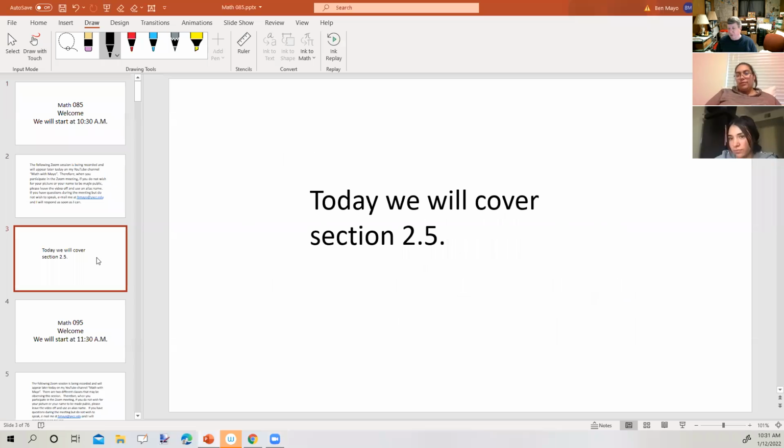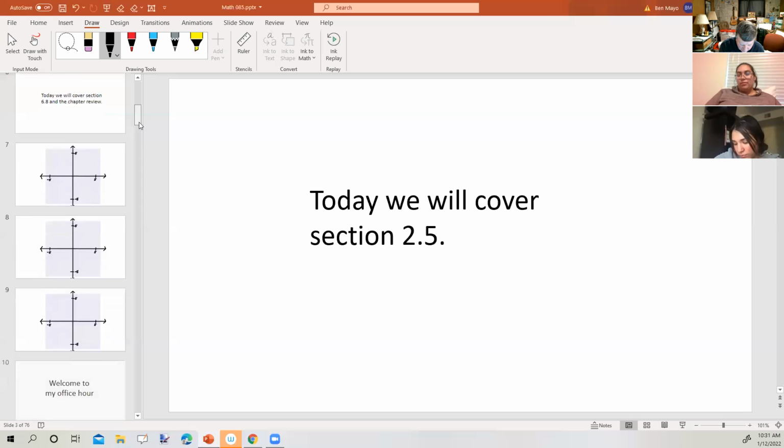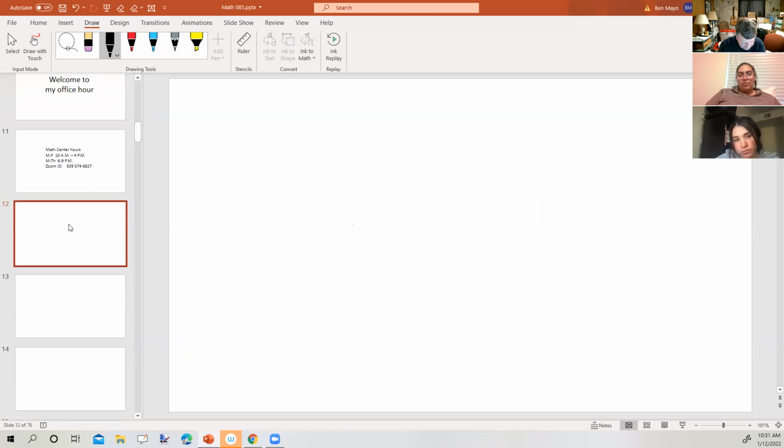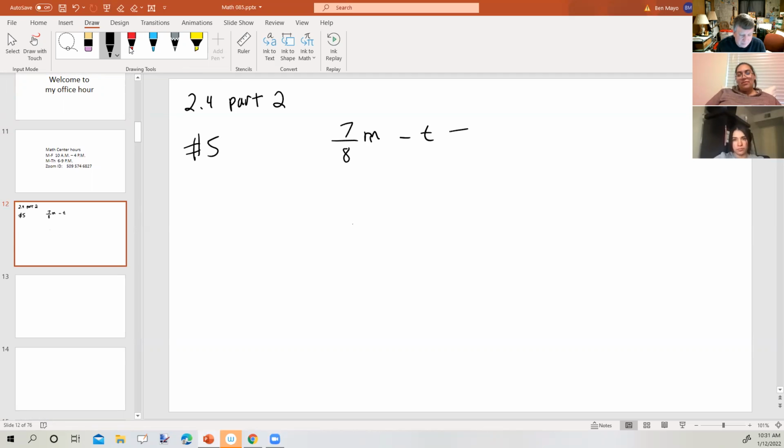All right, today, eventually we're going to go on to section 2.5, but first we have some requests, so we'll take a look at those. This is from section 2.4, part 2, problem number 5. It says, solve the equation for the specified variable: 7/8 m minus t equals 9b, and we are to solve it for m.